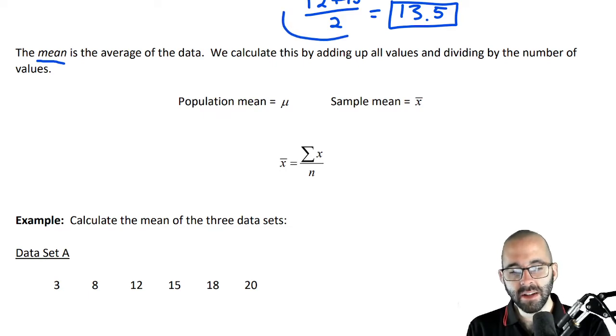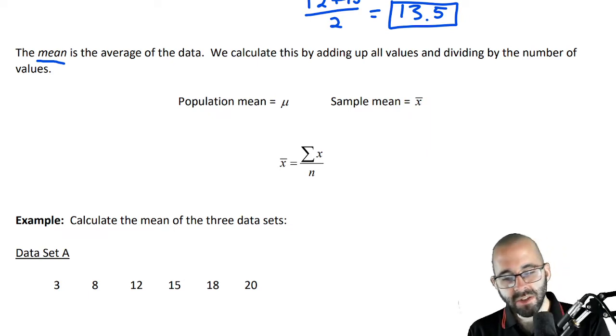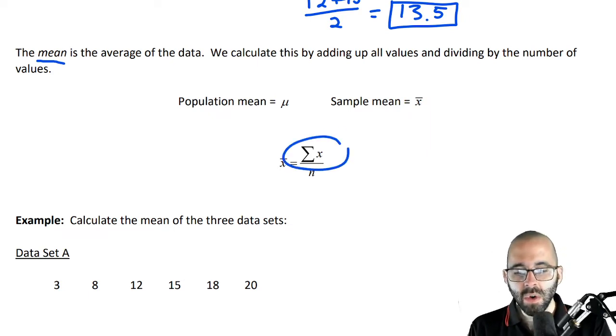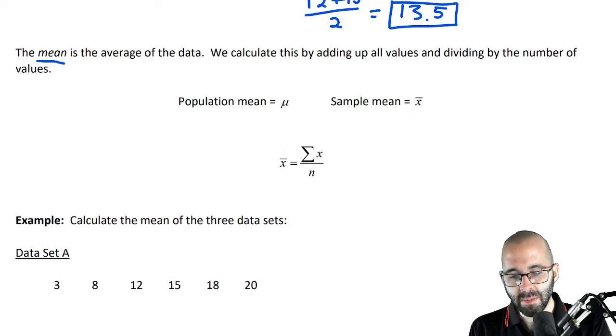All right, so the mean is the average, and just like we did the average up here, it's going to be very similar, but now we're averaging a lot of things. So instead of just adding two numbers and dividing by 2, we add up all the numbers and then divide by how many numbers there are. So n right here is how many data points.